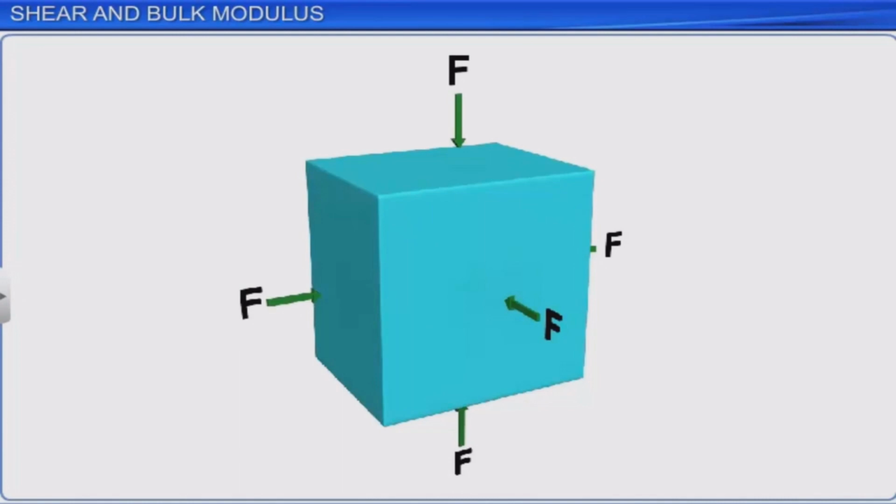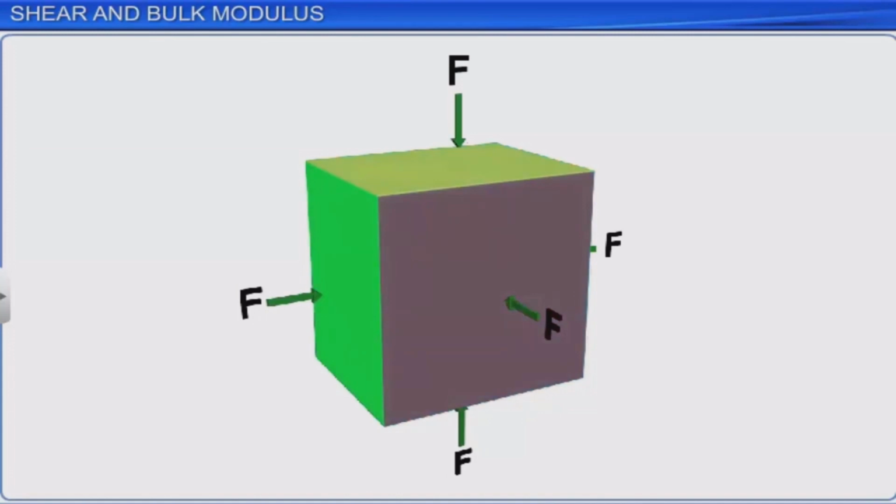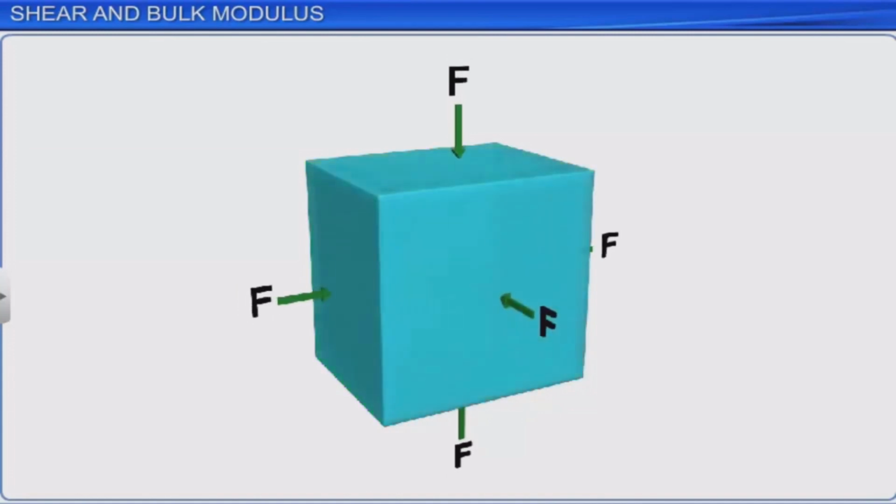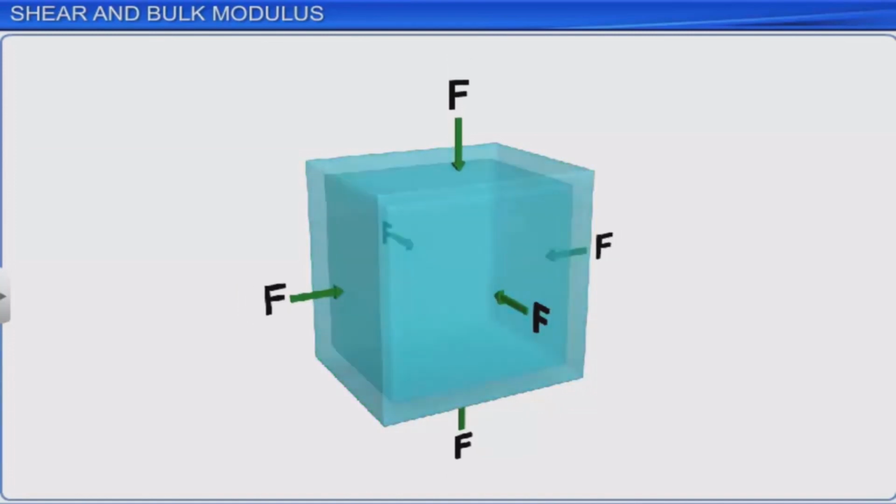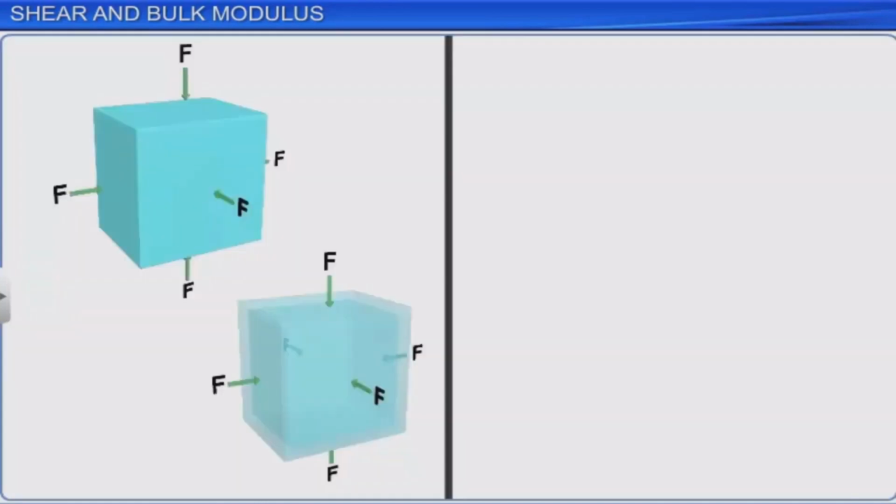We will now learn about bulk modulus. When deforming forces are applied perpendicular to a body's surface at each point, the volume of a body decreases and the stress generated is called bulk stress or volume stress. Forces acting perpendicularly inward at each point on the surface of a body are equivalent to a uniform increase in external pressure.